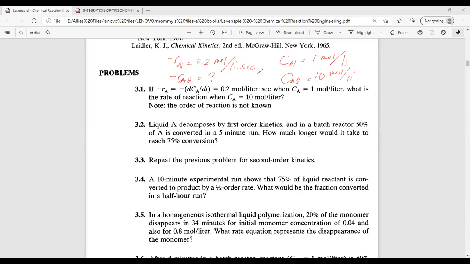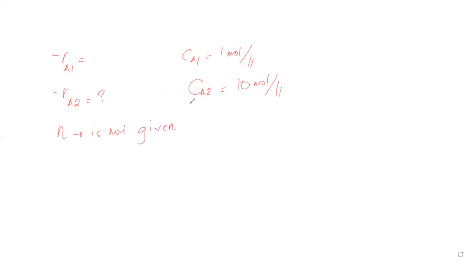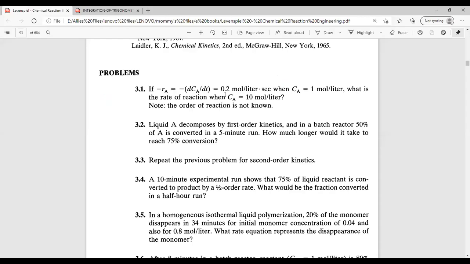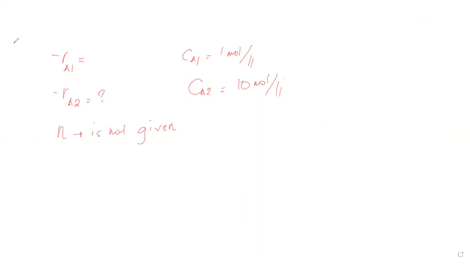Okay, let us go to the whiteboard. You're given rate 1. You have a value there, and C sub A1 is 1 mole per liter. And you have rate 2, unknown, for a C sub A value of 10 moles per liter. The order of the reaction, n, is not given. So there are things in which Levenspiel is really asking questions that will test your understanding of a particular principle. So in here, 0.2 mole per liter per second.